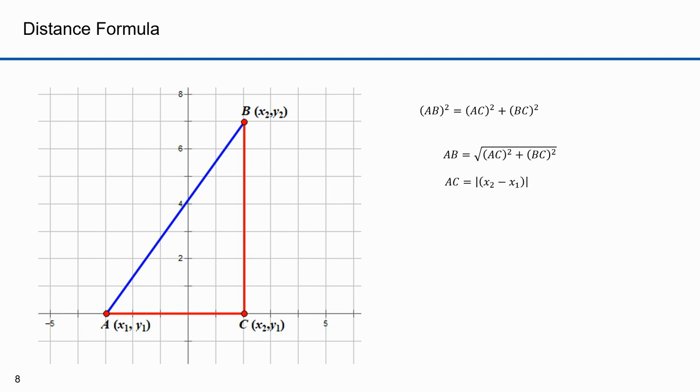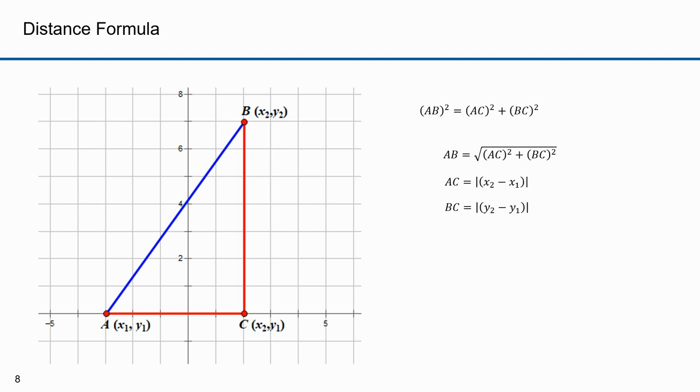The length of AC is trivial. It's the difference of the x-coordinate of C and the x-coordinate of A. The y-coordinates are equal, so their difference would be equal to 0. The length of BC is also trivial. It's the difference of the y-coordinate for B minus the y-coordinate for C.